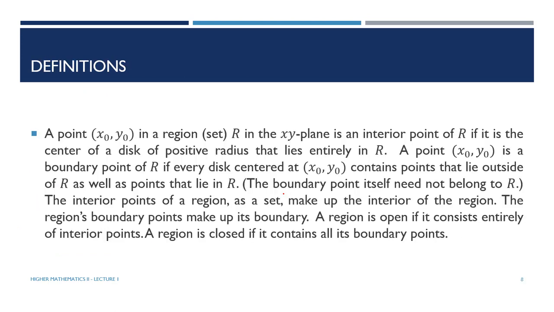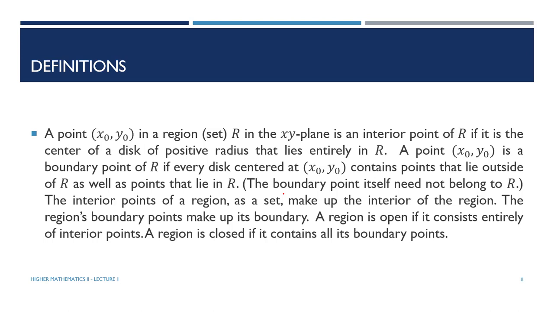A point (x0, y0) in the region R in the xy plane is an interior point of R if it's the center of a disk of positive radius that lies entirely in R. A point (x0, y0) is a boundary point of R if every disk centered at (x0, y0) contains points that lie outside of R as well as points that lie in R. The boundary point itself need not belong to R.